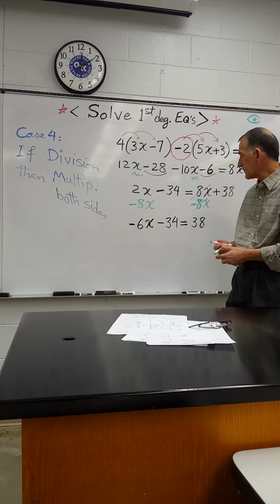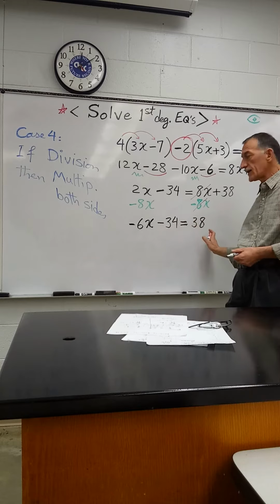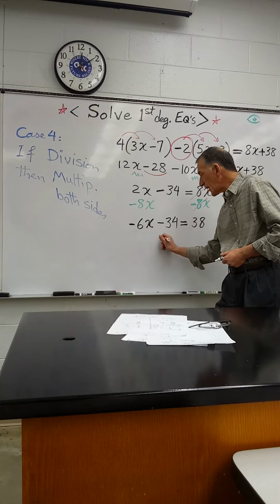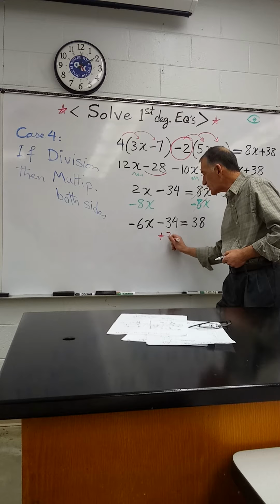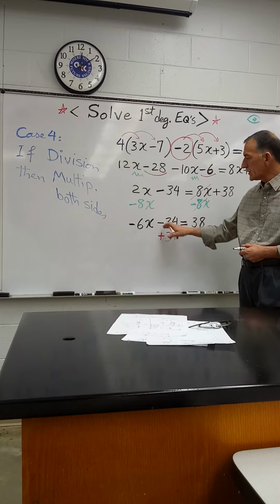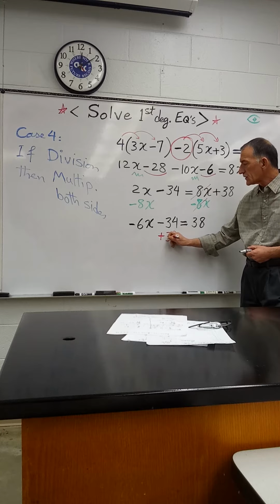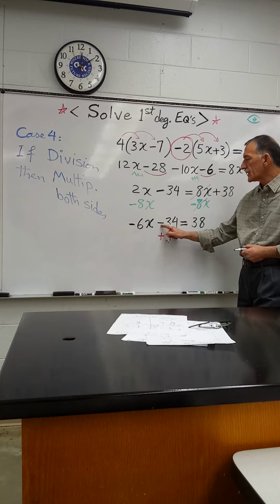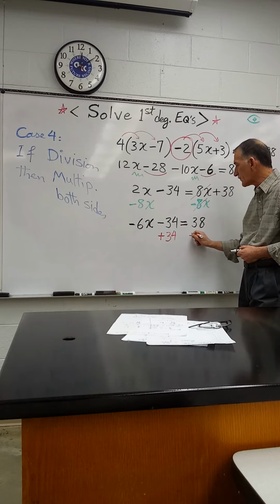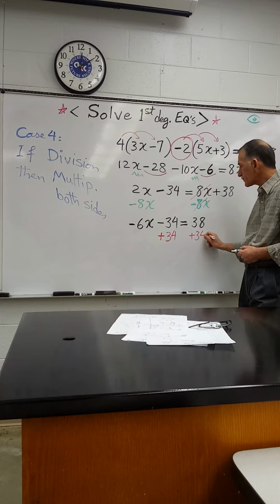So now let's take care of the negative 34. What do we do with negative 34 on the left side? We have to move it to the right side. It is negative, so we add 34. So you always do the opposite of what exists, the opposite math action. So that's the subtraction. We add 34 to both sides.